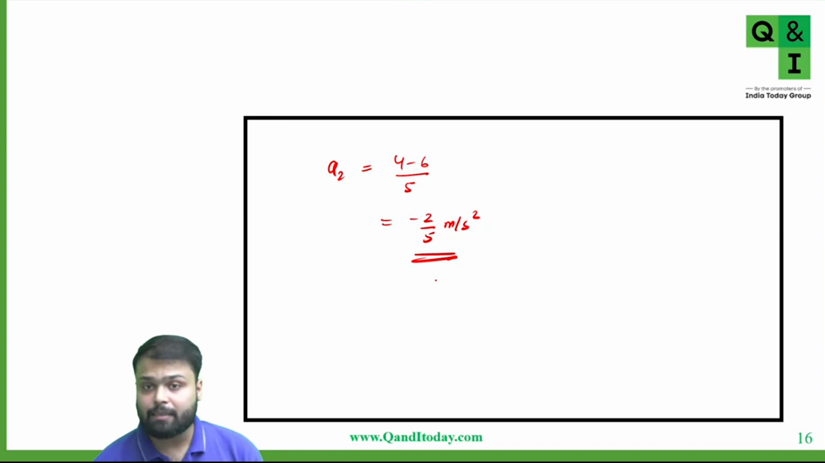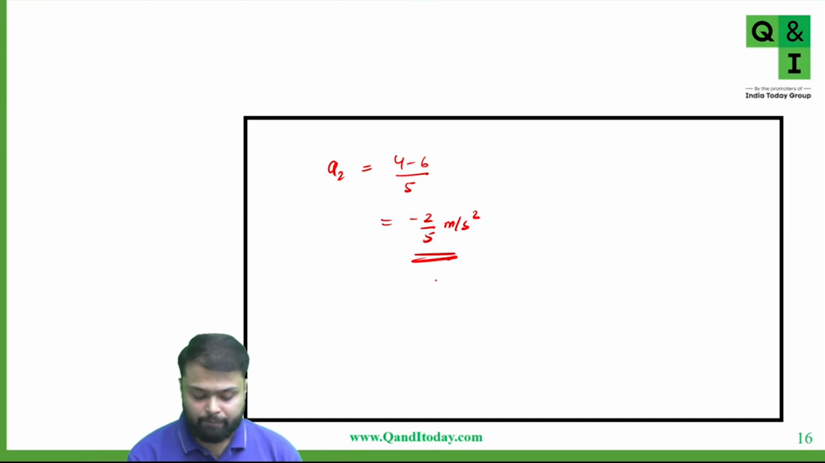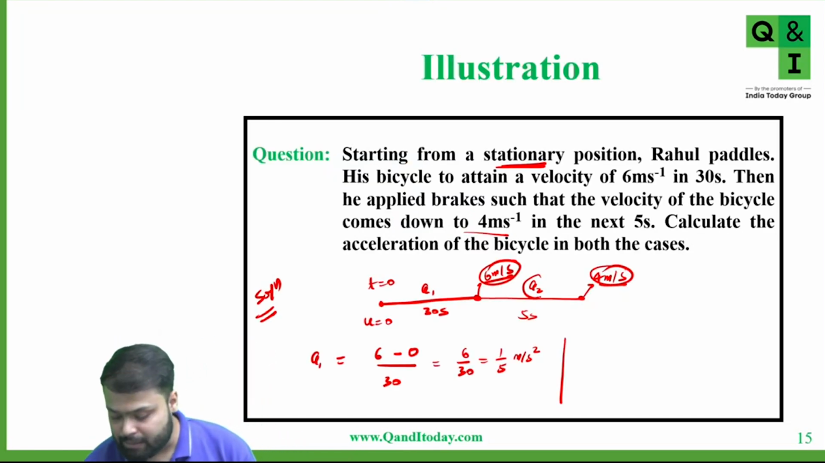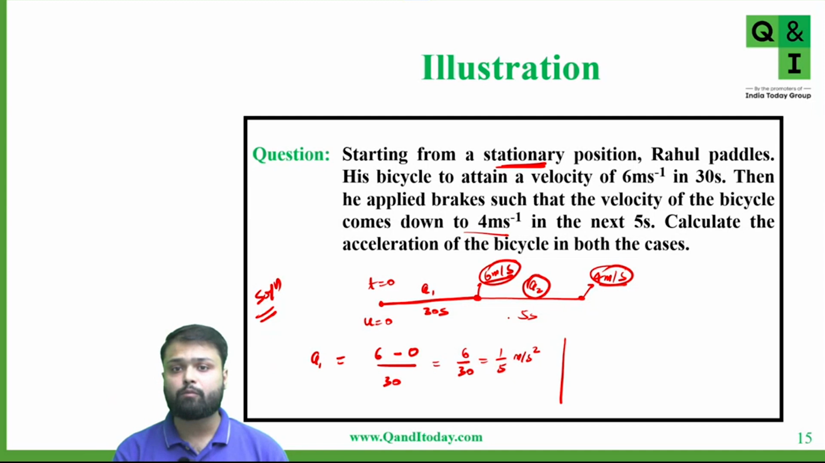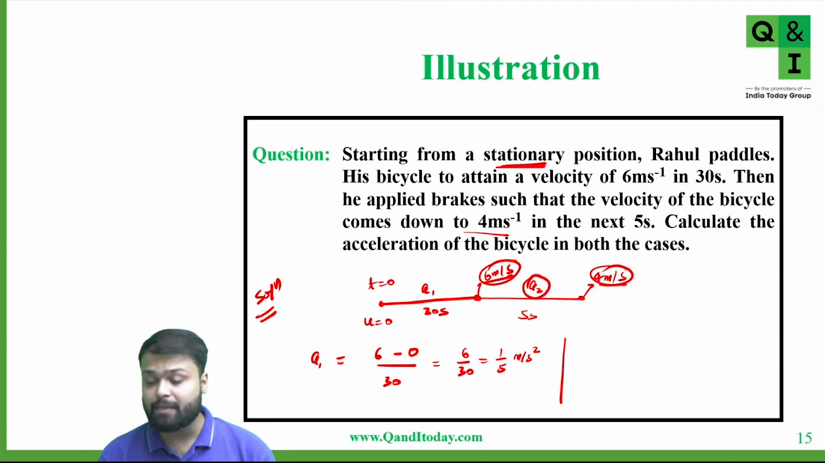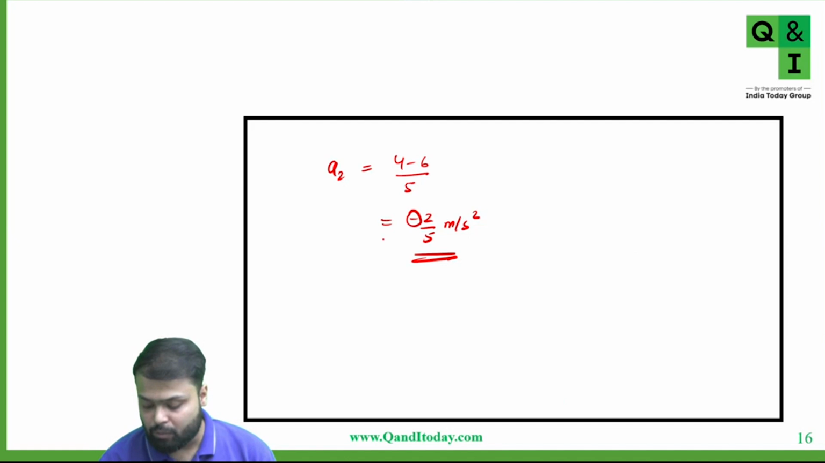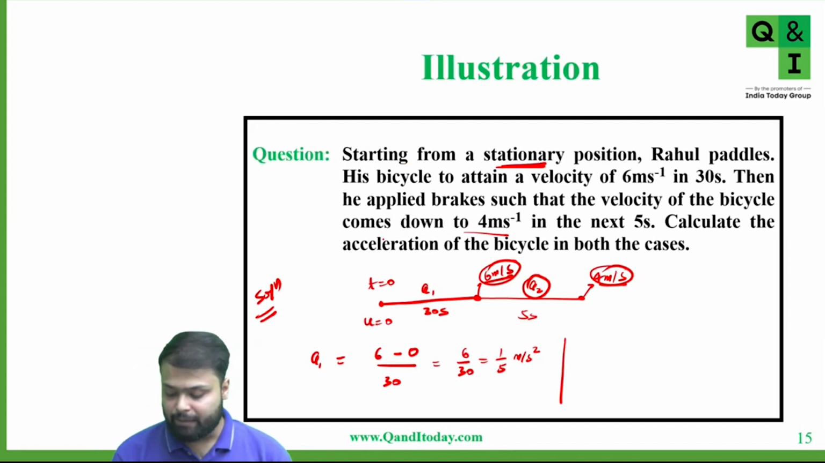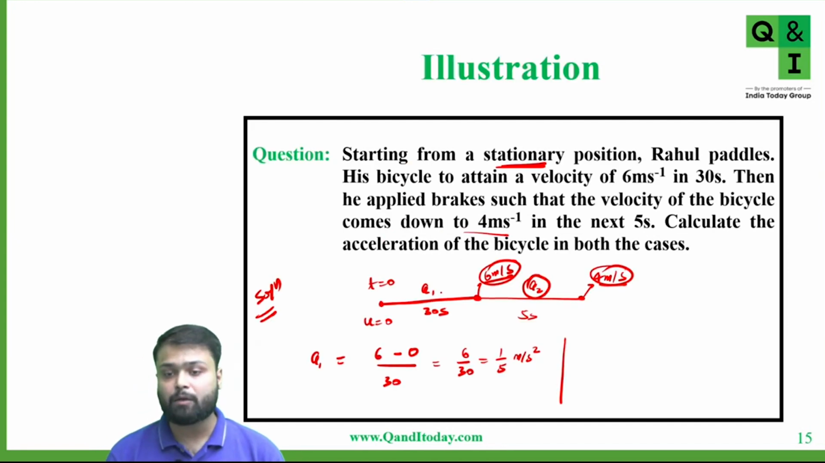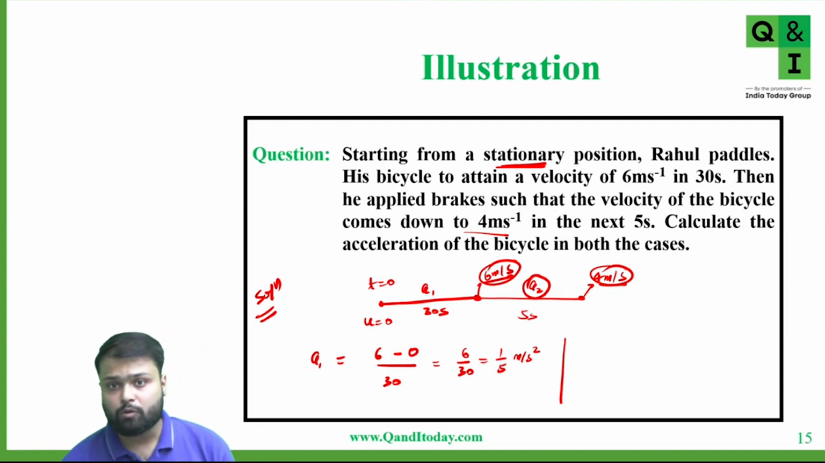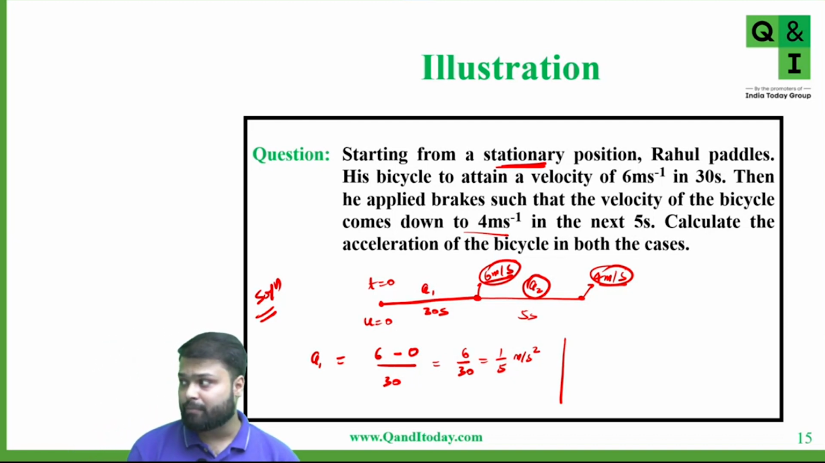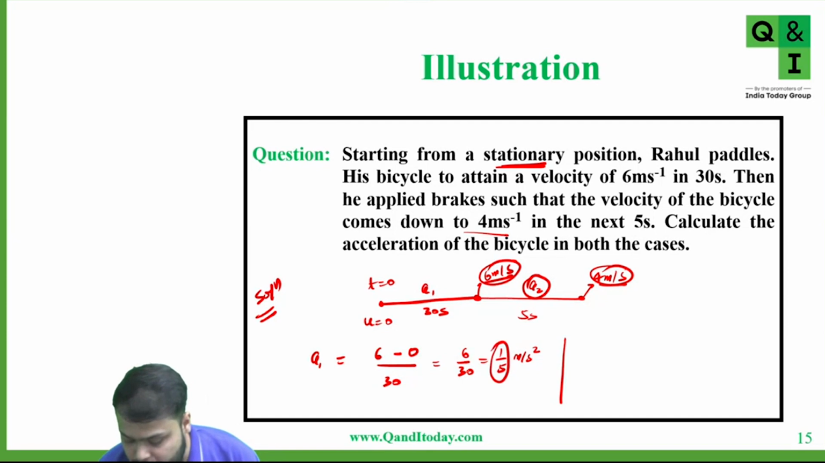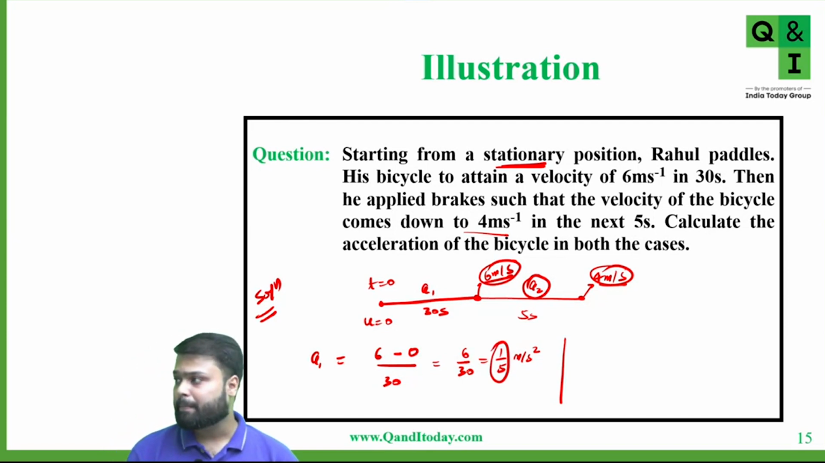So here you can say in the second case the acceleration is negative. That means in the second case acceleration is not supporting the motion, it is opposing the motion. That's why speed is decreasing. And if speed is decreasing, acceleration comes out negative. And in the first case, speed is increasing with respect to time, so we can say there is a positive acceleration acting on the body. So acceleration is positive, which is 1 by 5 meter per second square.